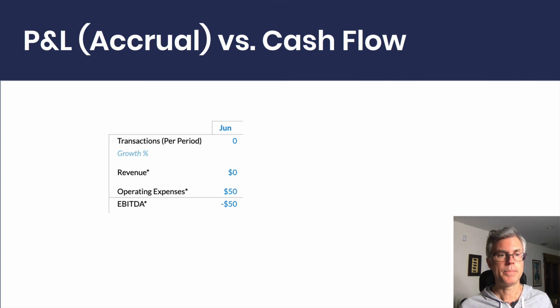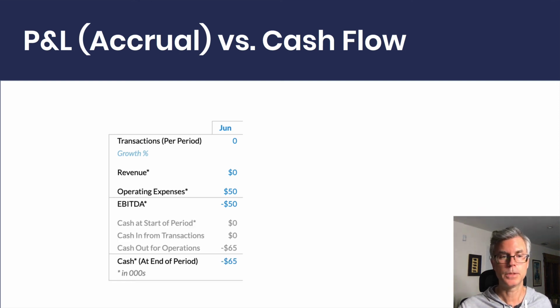If I'm launching a company, it's a B2B company, I have no transactions, but I have expenses. And so you'll see I have no transactions in my launch month. My revenue is 0, but I do have operating expenses because I'm paying for people and servers and whatever else. So my EBITDA on the income statement, earnings before interest, taxes, depreciation, and amortization, is negative $50,000.